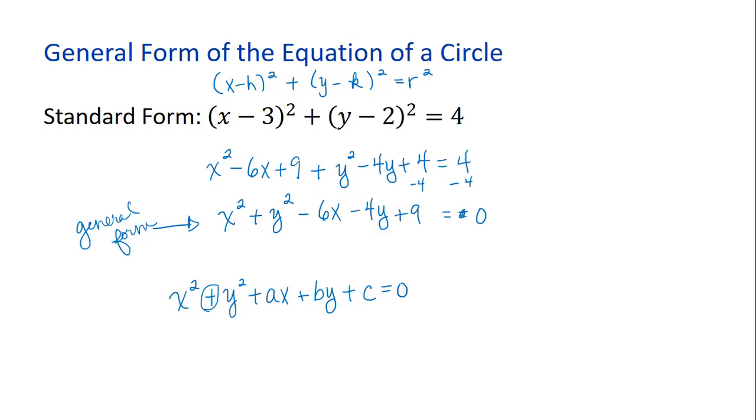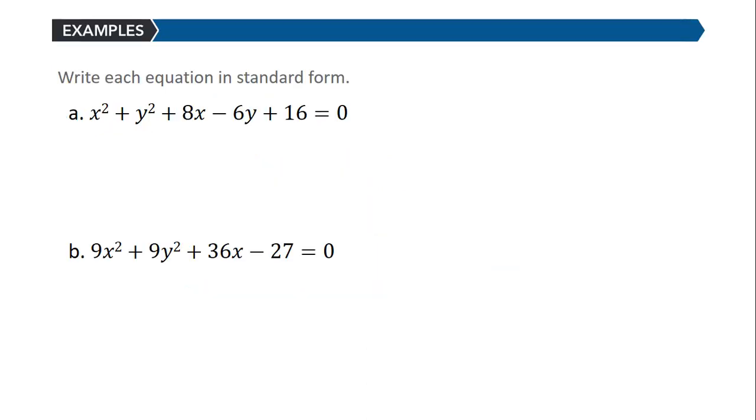Our goal, though, is to reverse this process. If I know the general form, how can I get back to the standard form? And that's going to come from completing the square. If I'm trying to create a perfect square trinomial in the x, and a perfect square trinomial in the y, so that I can factor them as some binomial squared, then I can write it in the standard form. So let me show you how we can do this with two examples. I have this equation, x squared plus y squared plus 8x minus 6y plus 16 equals 0. I want to write it in the standard form, and then we'll also talk about the center and radius of the circle.